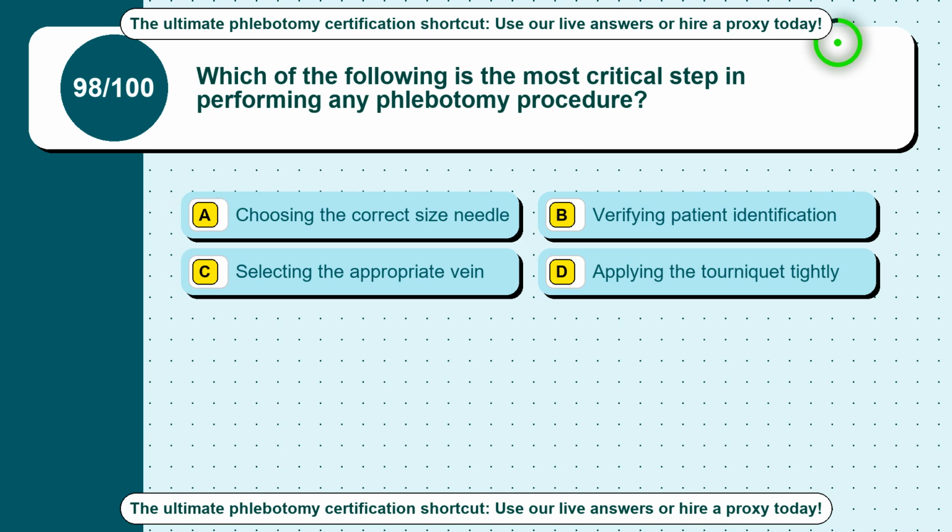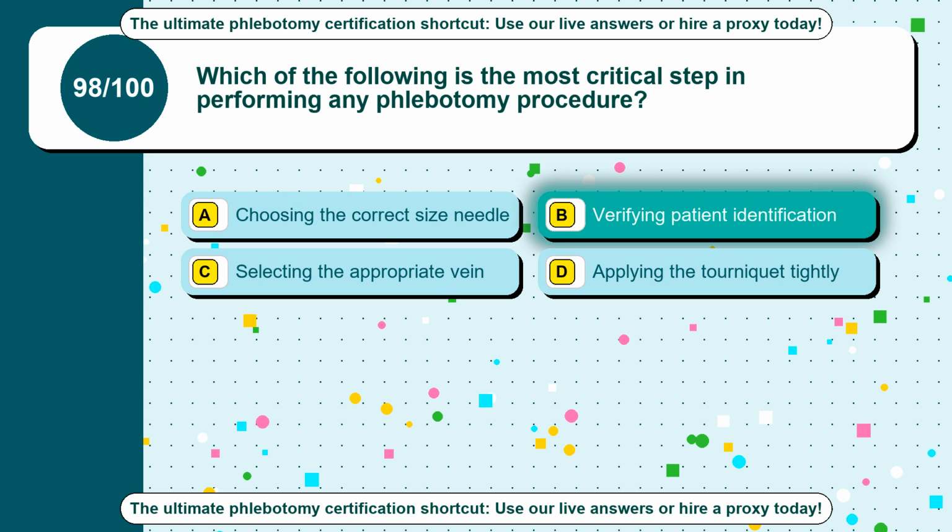Question 98. Which of the following is the most critical step in performing any phlebotomy procedure? Option A, choosing the correct size needle. Option B, verifying patient identification. Option C, selecting the appropriate vein. Option D, applying the tourniquet tightly. The correct answer is option B.